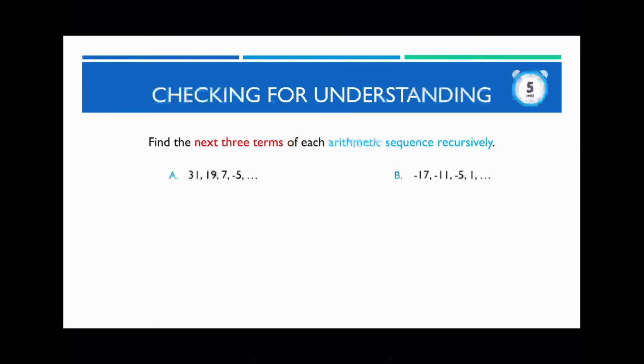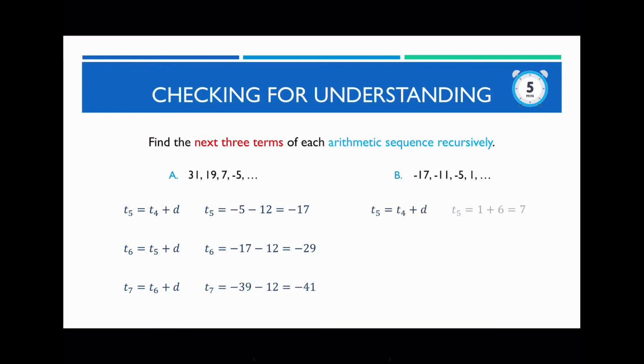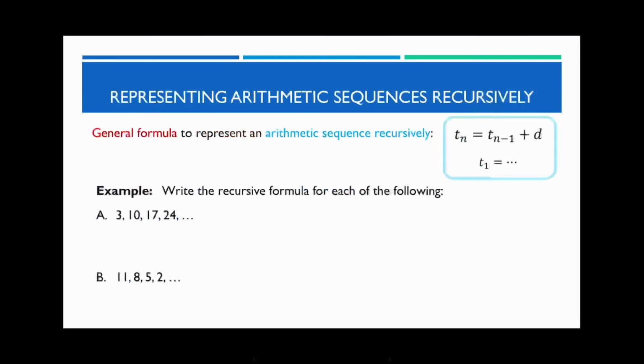Alright guys, what I'd like you to do right now is for the next 5 minutes, try to use the complete working out to show the next three terms for this particular arithmetic sequence recursively, and then check your answers with mine. Now, if you guys have done this successfully, these are the answers that you should have got. So I think this is fairly simple, so I'm not going to really be explaining this, but if you did need help, then please email me.